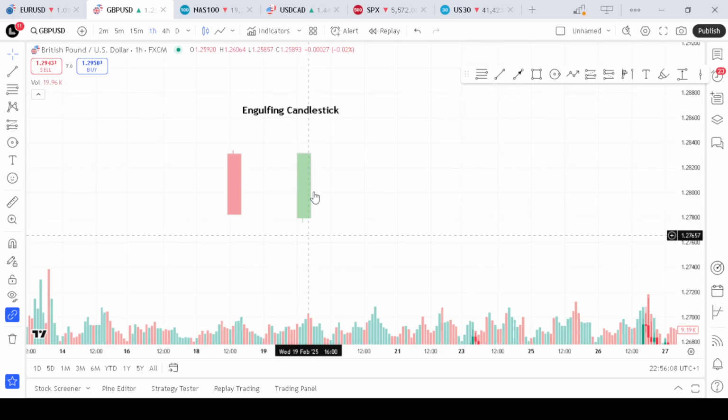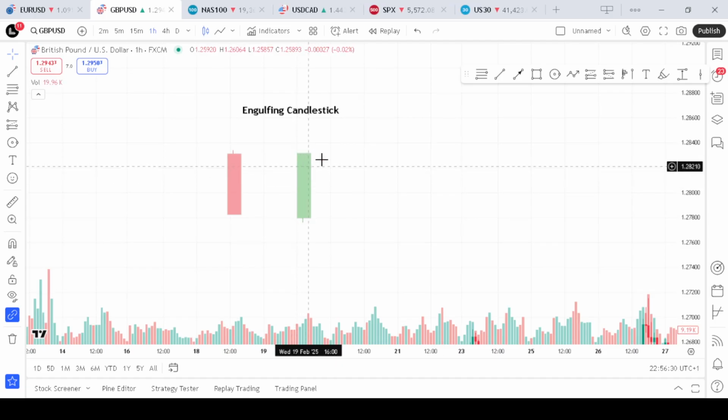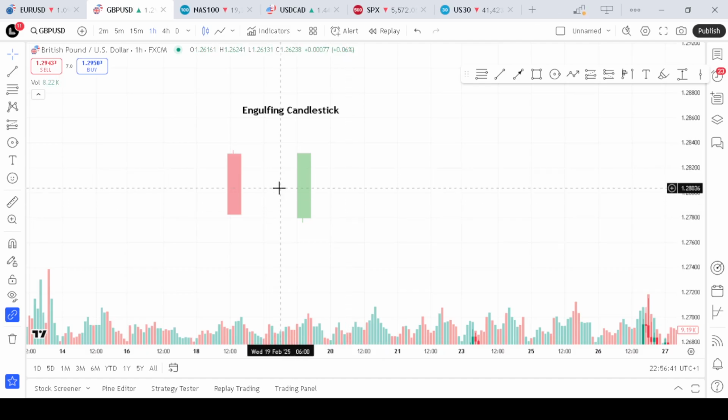Now, the bullish engulfing appears in an uptrend. The first candle is a green bullish candle. The second candle has to fully engulf the previous candle, whether it's a green candle or a red candle. But the engulfing candle has to be bigger than the previous candles, suggesting buyers have taken control and potentially showing a reversal to the bullish side.